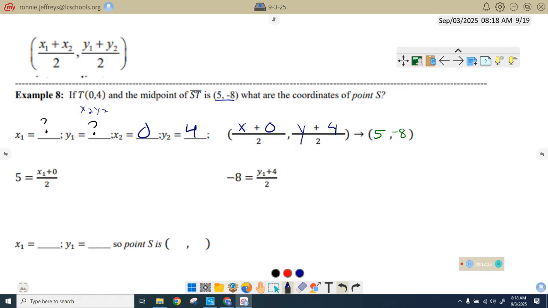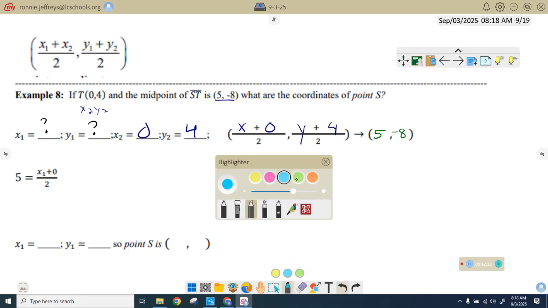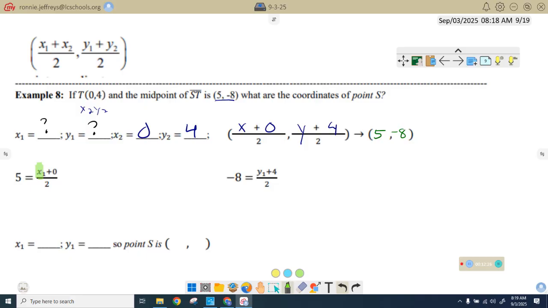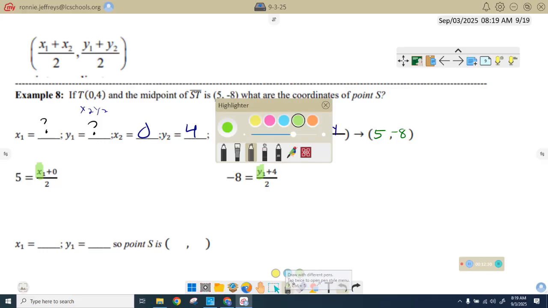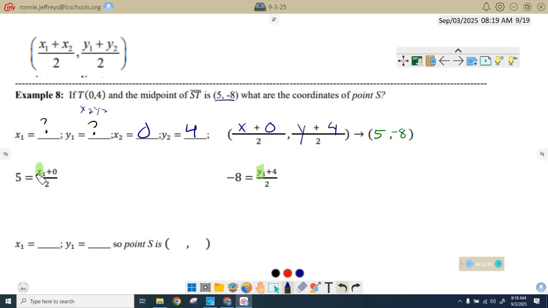Now, all right, we're wanting these highlighted things by themselves. All right, that's the main objective. How, if all this is being divided by 2, what's the opposite of divide? Multiply. All right, so we're going to multiply both sides by 2. And we're going to get 10 equals x1.